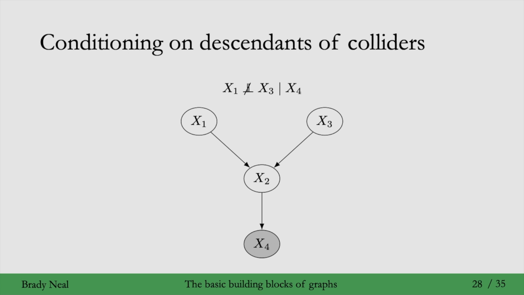The quick intuition for this is just that conditioning on x4 probably gives you information about x2, so it's a bit like a proxy for conditioning on x2, and we know that when we condition on x2, then that induces association between x1 and x3.